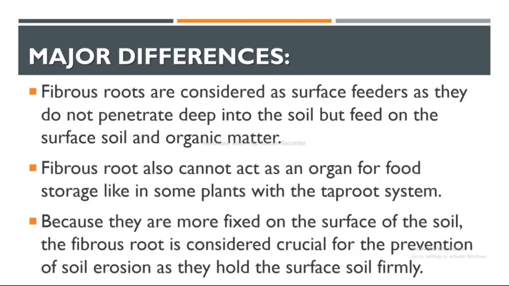Instead, a large number of roots arise directly from the stem and move in all directions. Fibrous roots are considered surface feeders, as they do not penetrate deep into the soil but feed on the surface soil and organic matter. Fibrous roots also cannot act as an organ for food storage like in some plants with the taproot system, because they are more fixed on the surface of the soil, and the fibrous root is considered crucial for the prevention of soil erosion, as they hold the soil firmly.